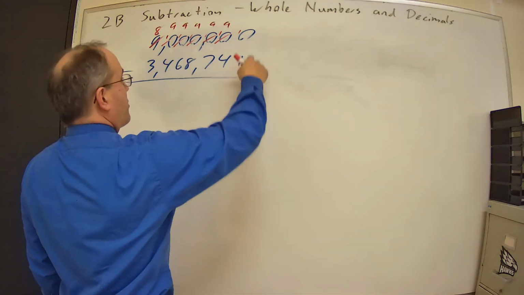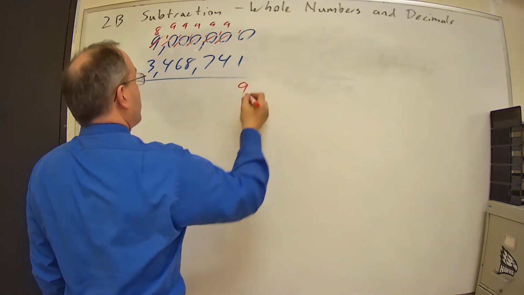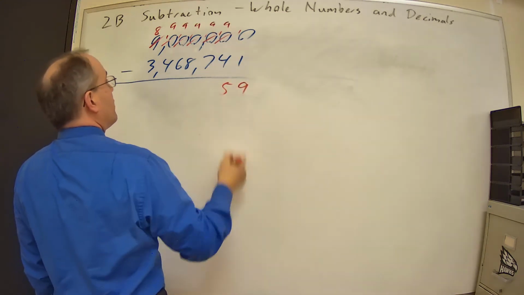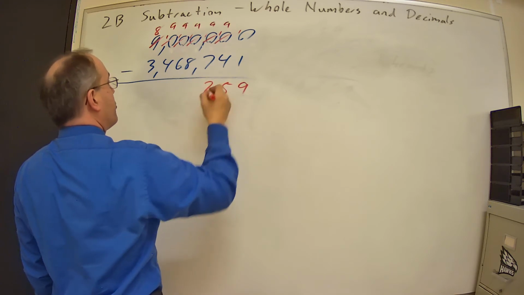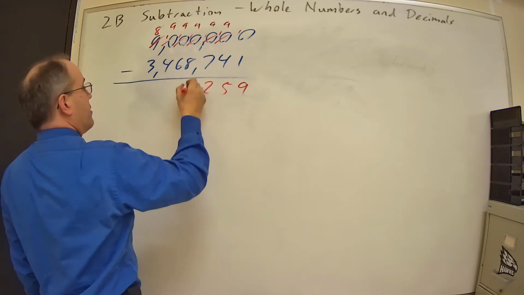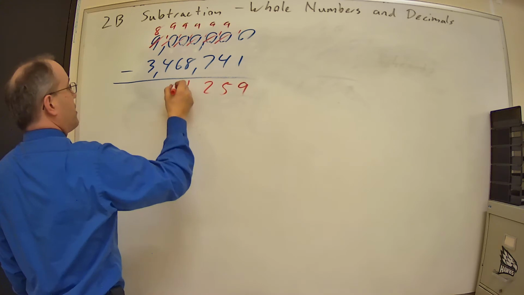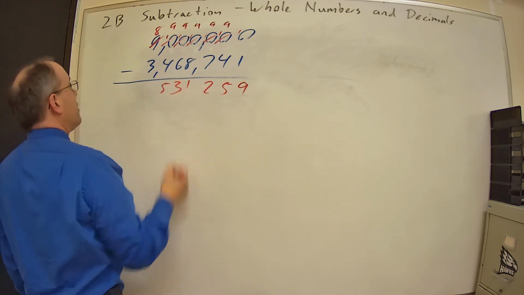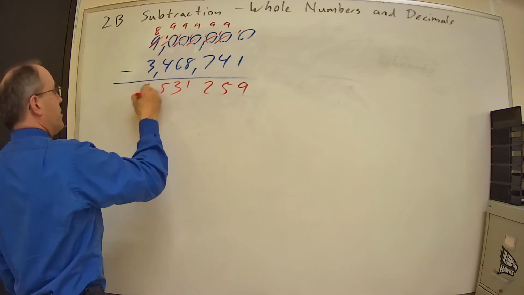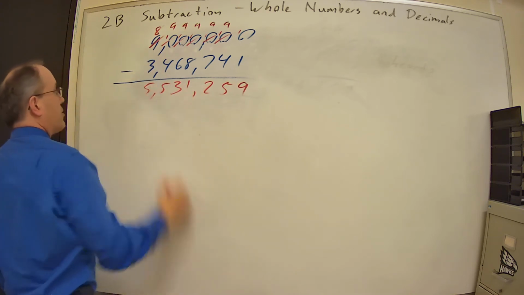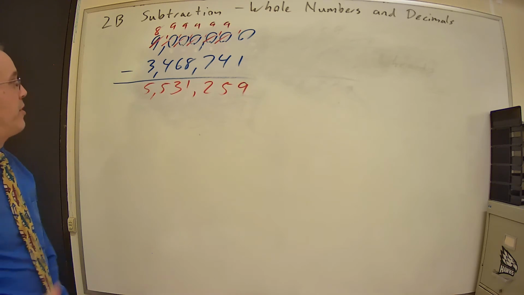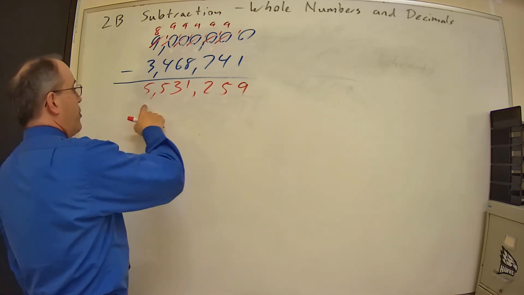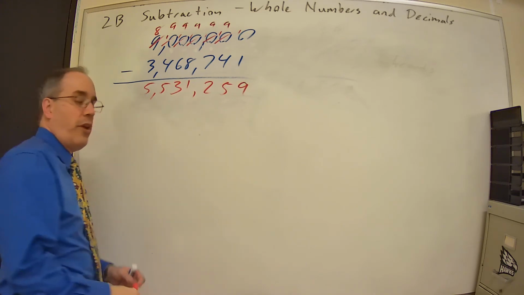So 10 minus 1 is 9. 9 minus 4 is 5. 9 minus 7 is 2. 9 minus 8 is 1. 9 minus 6 is 3. 9 minus 4 is 5. And 8 minus 3 is 5. So I have 9 million minus 3,468,741 is 5,531,259.